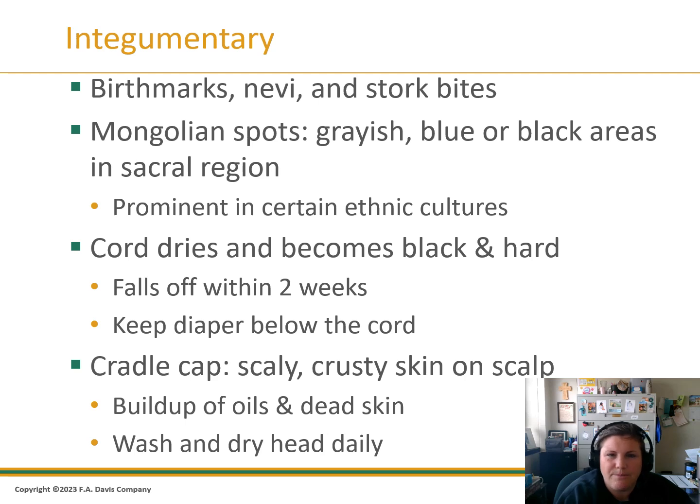When talking about the baby's umbilical cord, things to remember is that it's going to dry out. It's going to become black and hard, and that's expected. It should then fall off on its own within about 2 weeks. And the main thing to encourage caregivers and remember as nurses in the meantime is that we're keeping that diaper just below the cord so that we don't have the friction and movement of the diaper area on the cord. We want to fold the diaper down to where it is not obstructing that cord area.